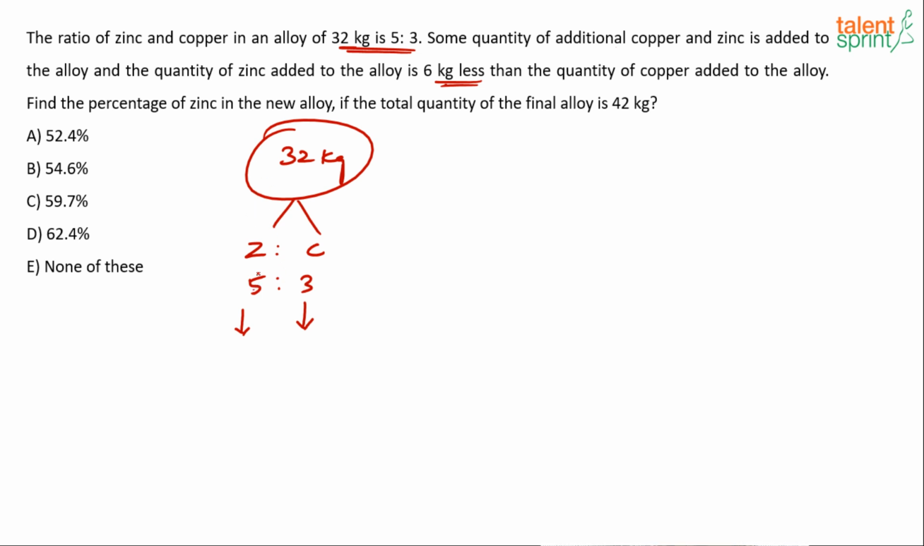Total how many parts? 5 parts of zinc and 3 parts of copper, 8 parts. These 8 parts are equal to 32 kgs. Yes or no? The total of these 8 parts is 32 kgs. So each part will be equal to 4 kgs. If 8 parts are 32, each part is 4 kg.